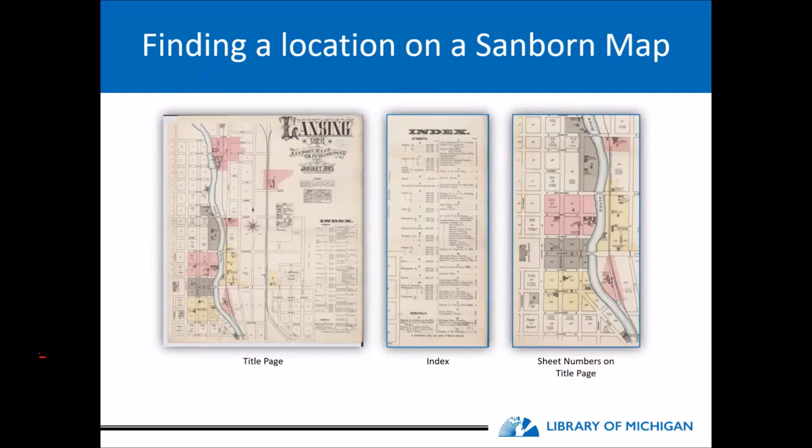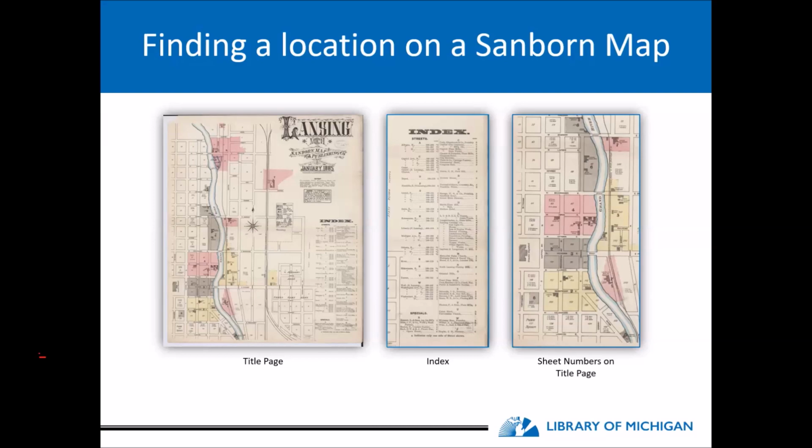This is just a screen cap of Lansing itself, where what we can see on the left is the title page. For Lansing, on the right-hand side that was blown up, which is that middle picture, is the index component. Within the index component, you're going to have, say, the name of a street and then a sheet number to go to, because there might be more than one sheet. With some larger cities, you might have a title page and then the index might be on the second page or even the third page.